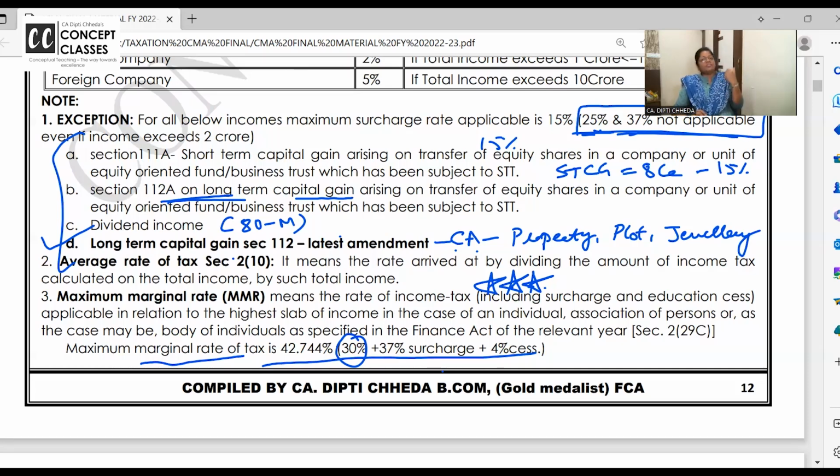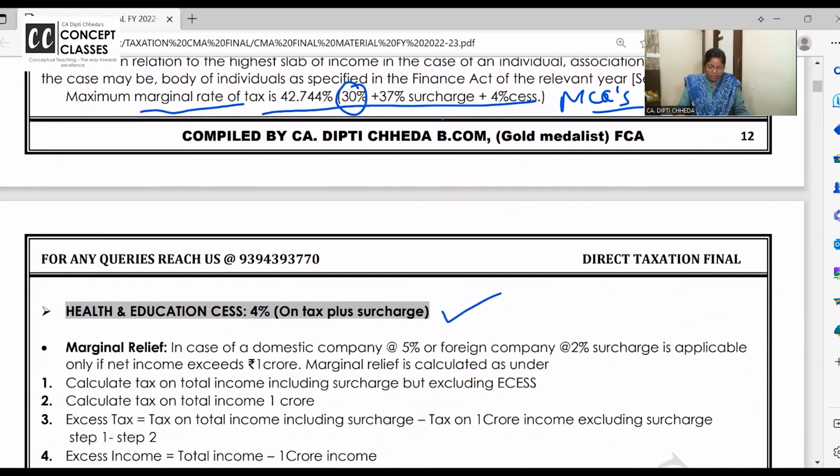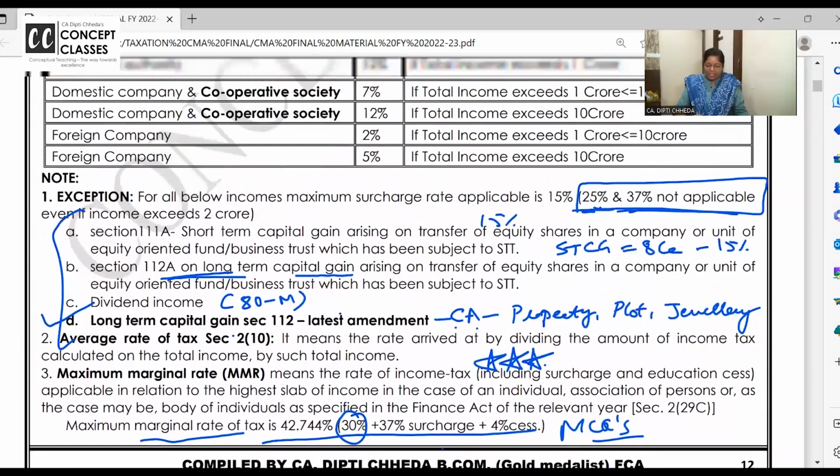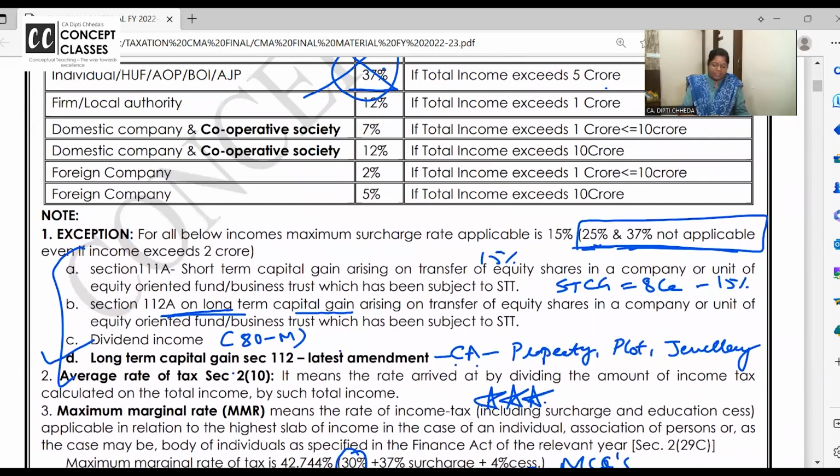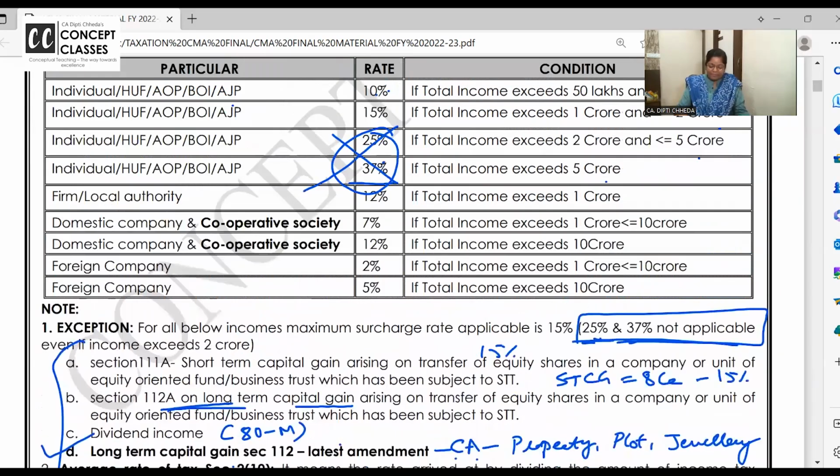What is MMR? Highest rate of tax 30. Highest rate of surcharge 37. Cess on that 4%. So will you remember this 42.744 and get 2 marks in MCQs? You can write it in your material. This is super important for MCQs. Okay? Until now, any doubt? Any doubt, ask please. Because with this concept of surcharge, so many things are attached. Marginal relief, they are also asking problems in the exam.